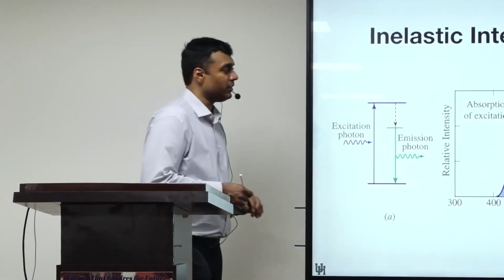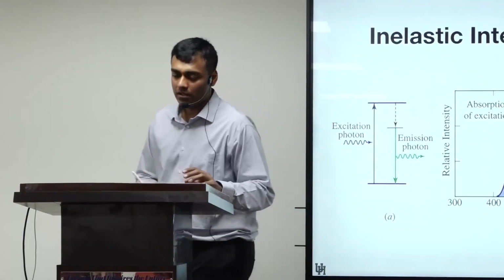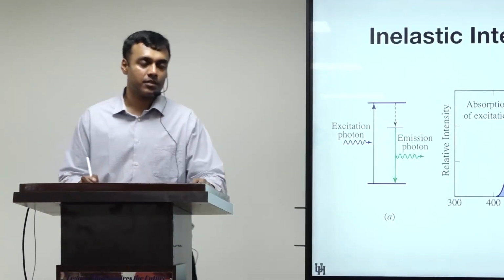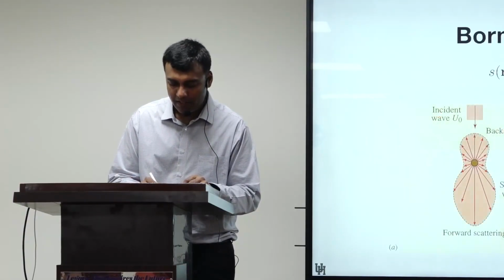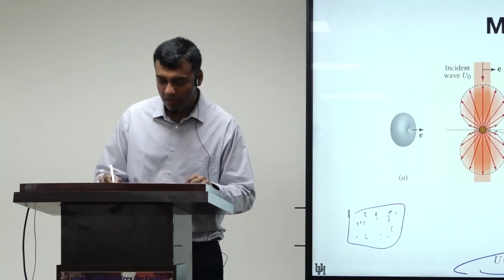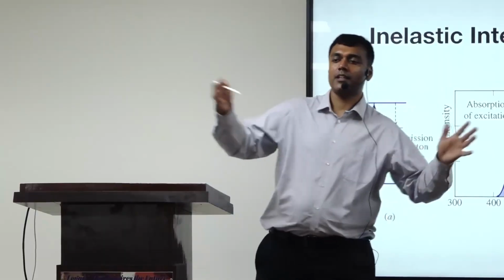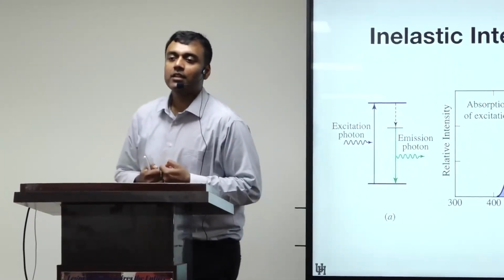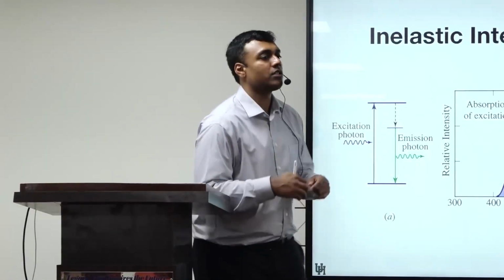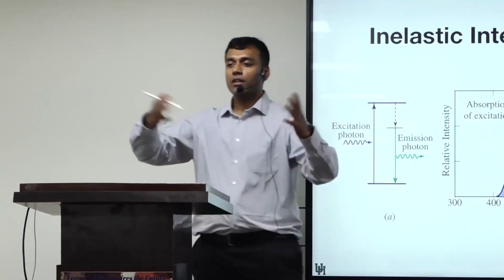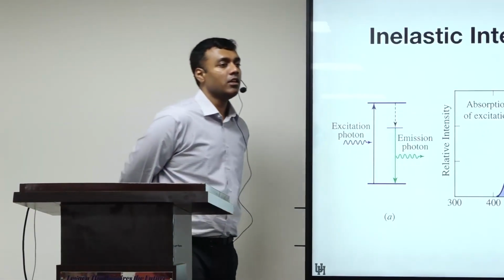So the other phenomenon which is crucial for a lot of biological systems is what's called fluorescence. In all the previous examples here, Mie scattering, Born scattering, and so on, you have red light coming in, red light scatters back. Scattering does not change the wavelength of light that comes back. So this is called elastic scattering. The wavelength in is the wavelength out. There is no change in the wavelength of light.